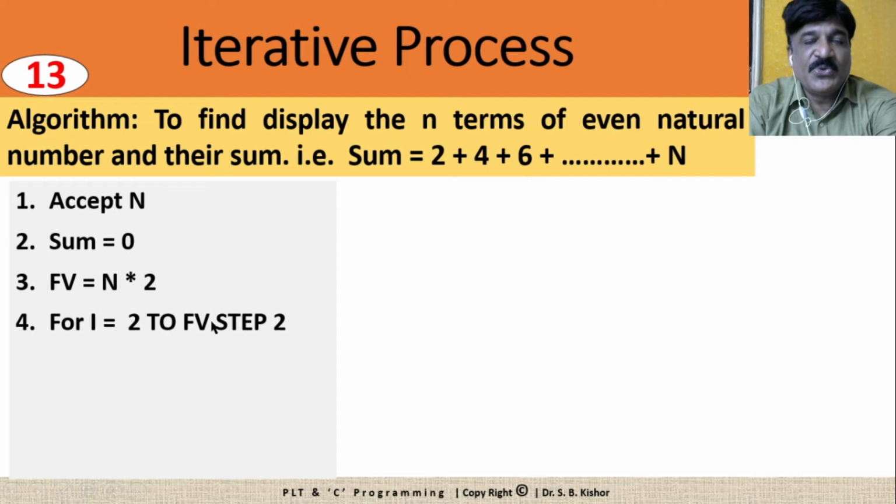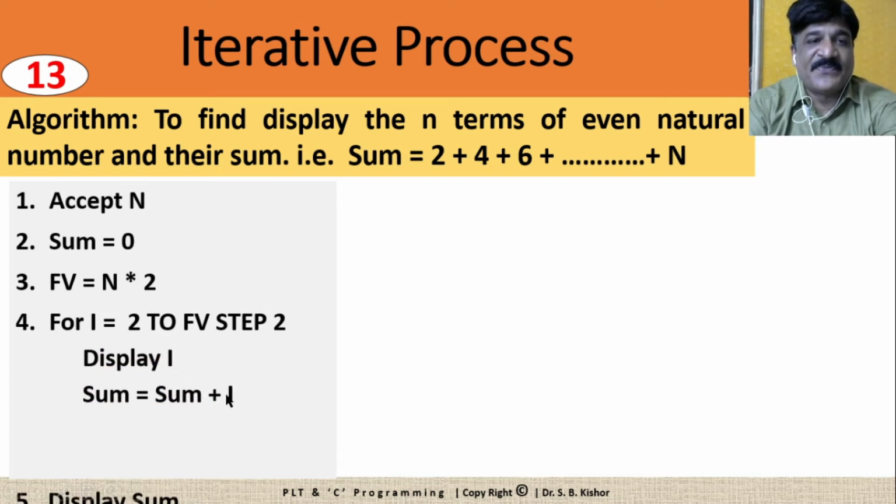Then for I is equal to 2 to fv. Assume the value of n is 5. So 5 into 2 will become 10. So it means 2 to 10 with step 2. It means it will print only 5 terms. In the absence of this, suppose you had written 2 to n, then it would print only the first 2 terms. So display the value of I as well as perform the sum. Finally, display the result and stop.